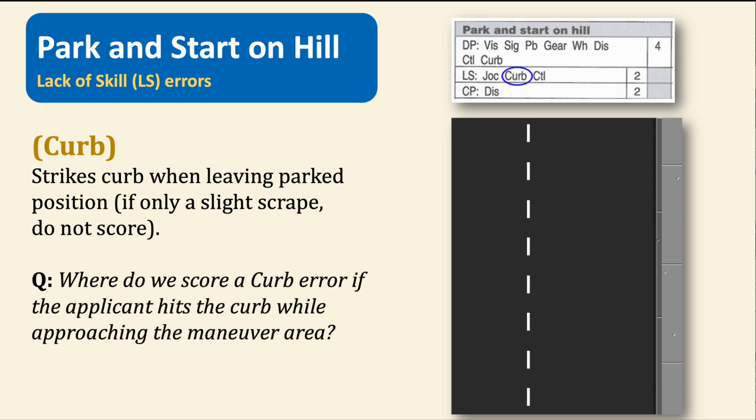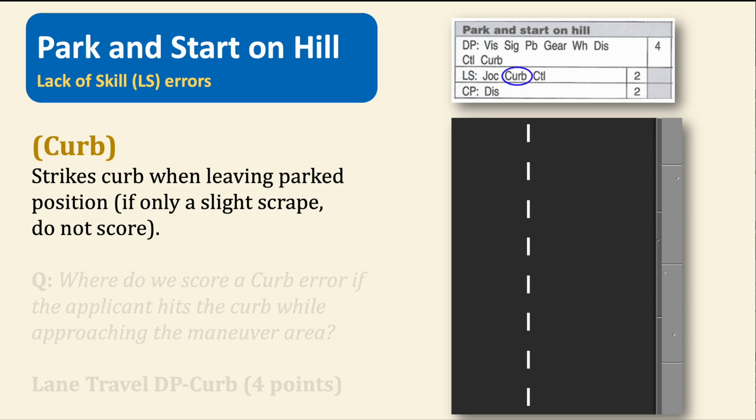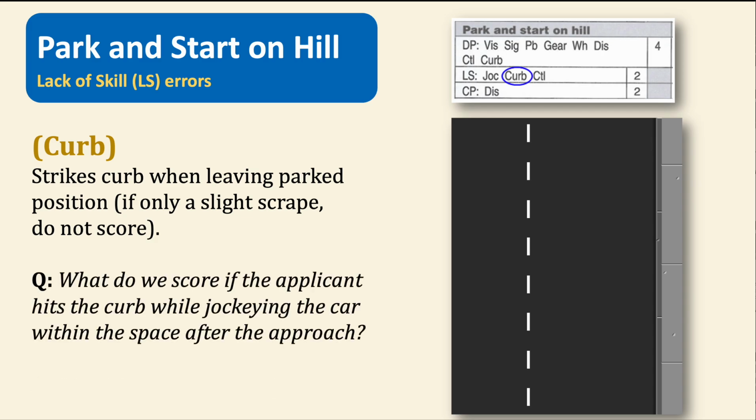Remember, where do we score the curb error if an applicant hits the curb while approaching the maneuver area? Lane travel. It's a 4-point error if they hit the curb on the way in. Curb strike or on top. Now, what do we score if the applicant hits the curb while jockeying the car within the space? So they've made their approach and they're moving back a little bit and then they hit the curb. Pretty good. You're like, oh, that's a curb penalty. It isn't. It is not defined. Remember, if it's not in the manual, you don't score it.